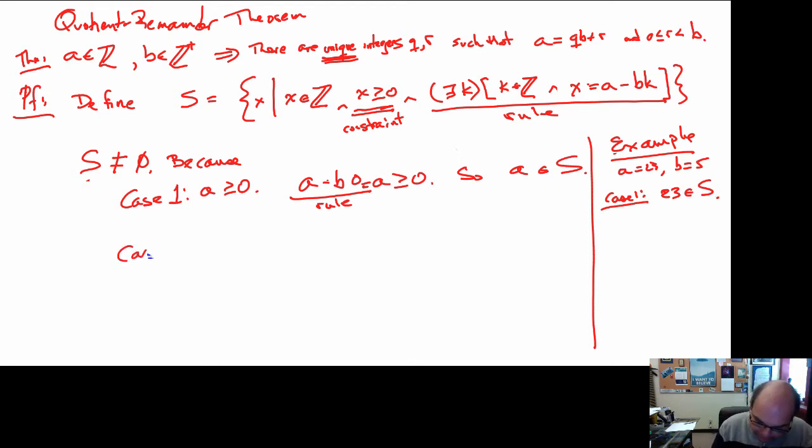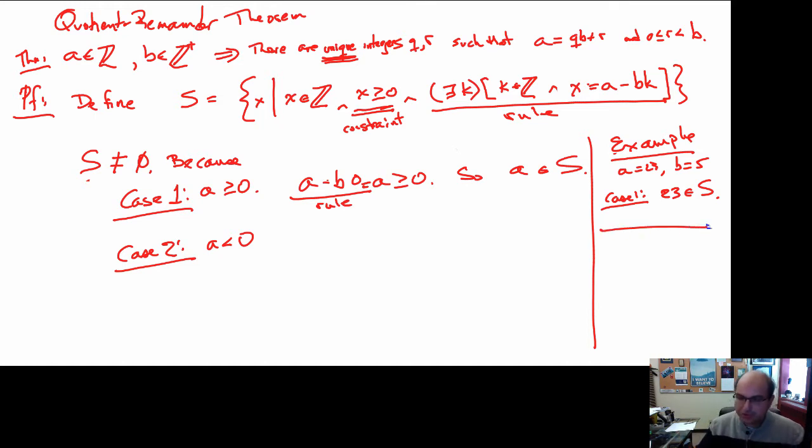Now let's try case two: a is less than 0. I can't just choose a, because a is a negative number, so it doesn't belong to S. But this is what I can do. a is less than 0, so minus a is greater than 0. b is also greater than 0, so b minus 1 is greater than or equal to 0. So I found a positive number and a non-negative number.